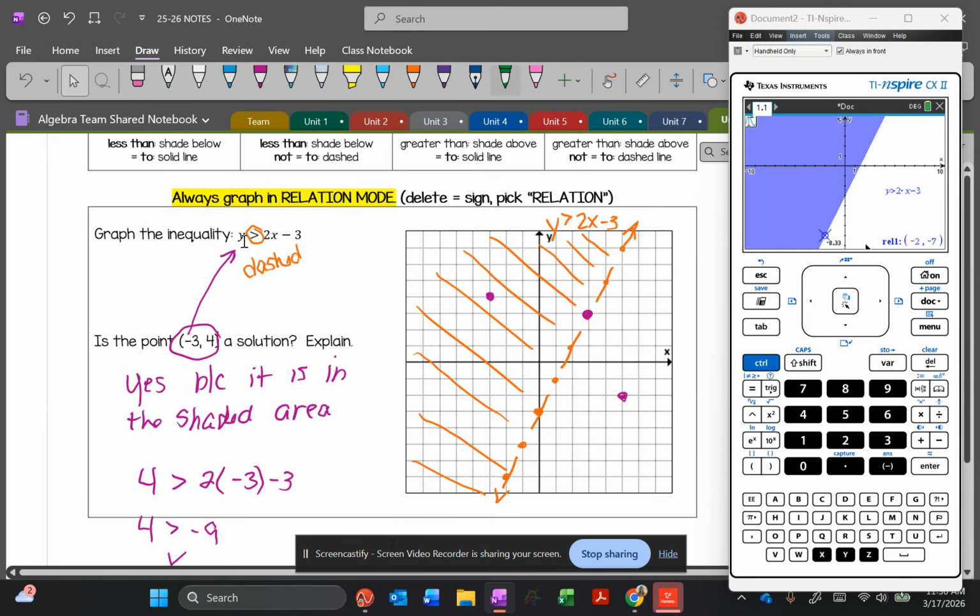Sometimes your inequality will not be written in standard form, where it's like y is equal to mx plus b, where the equal sign is an inequality. You can graph that using your calculator in relation mode as well. And also, you could write it in y = mx + b form, but really, I think using your technology is very helpful.